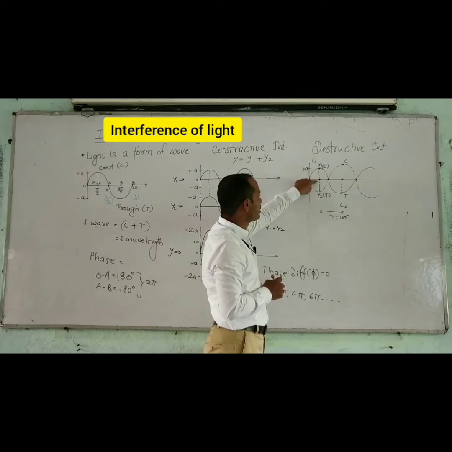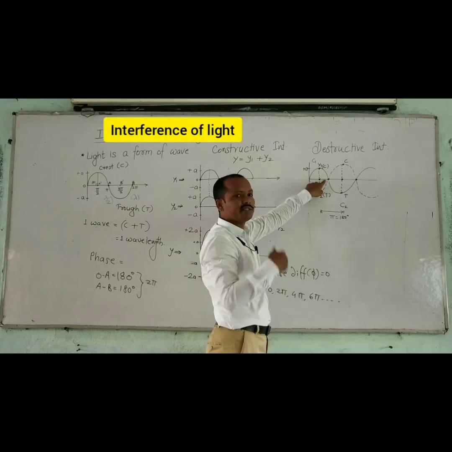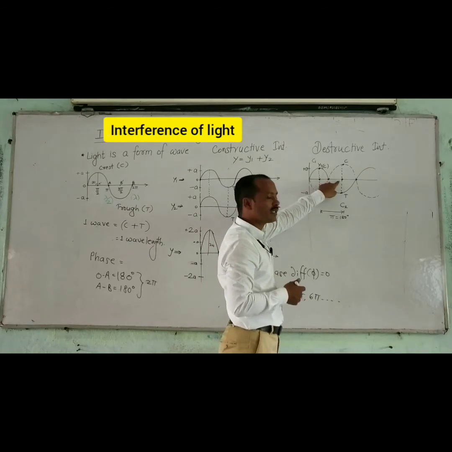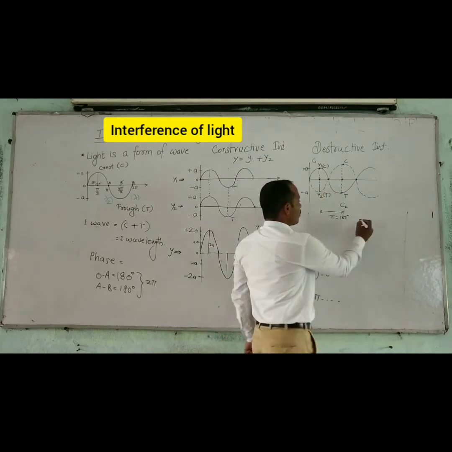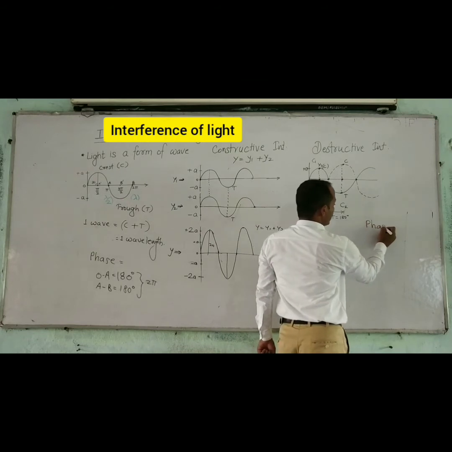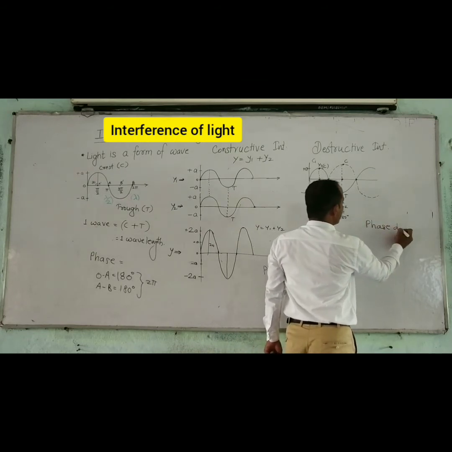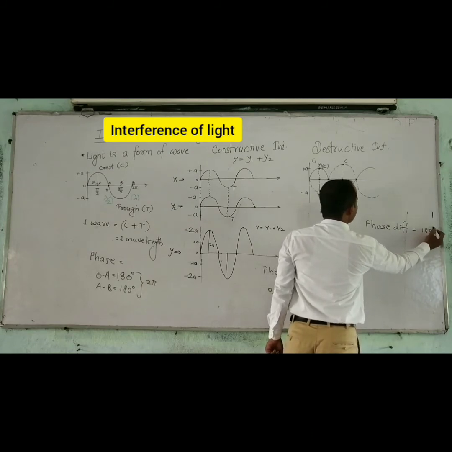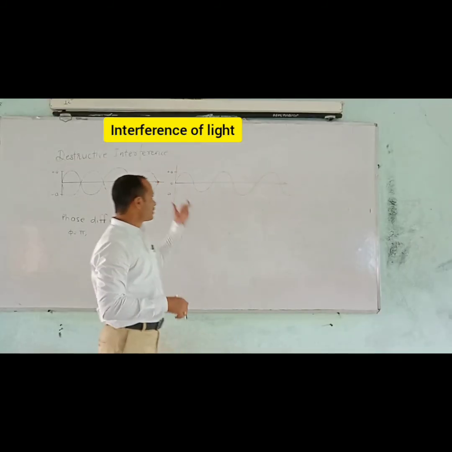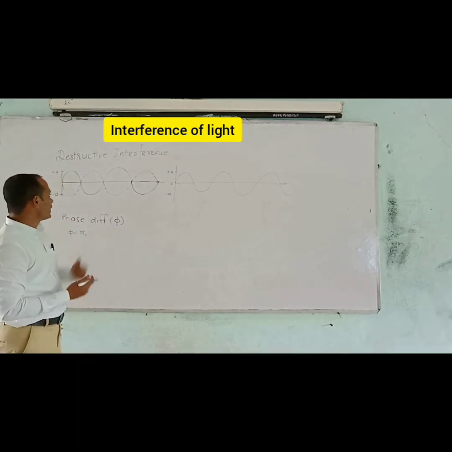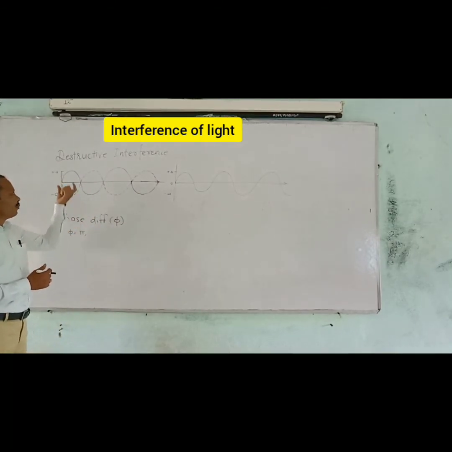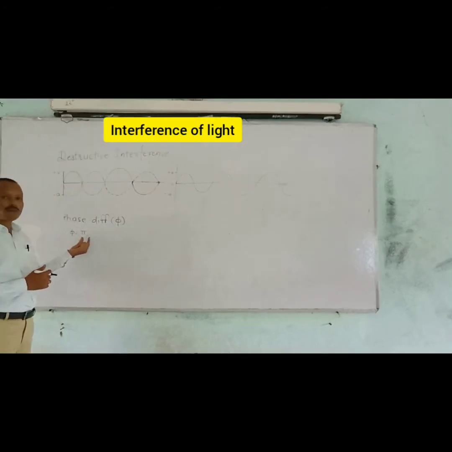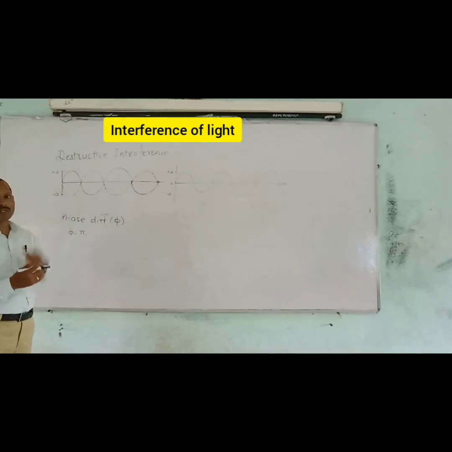We get zero here. The resultant displacement is zero at the mean position, and where else is the resultant displacement zero? Therefore, the condition for destructive interference is that the phase difference must be 180 degrees. We are discussing destructive interference. Just as we discussed, when both waves have a phase difference of pi, then we get destructive interference.